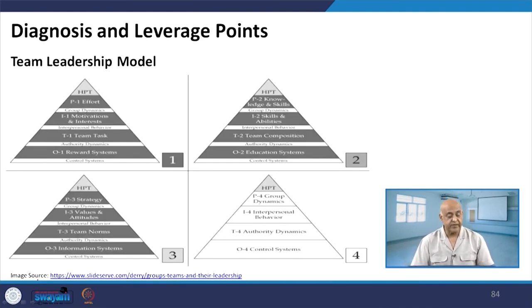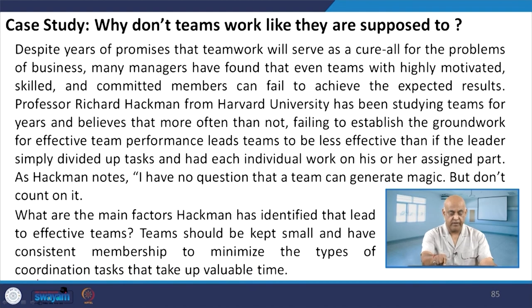So the diagnosis and leverage point team leadership model will be right. These are the four stages, and in the four stages ultimately we are able to get that particular high performance team. The control system, authority dynamics, interpersonal behavior and group dynamics will lead to high performance teams, because knowledge, skills and abilities, team composition and the education system contribute to the formation of this particular model.